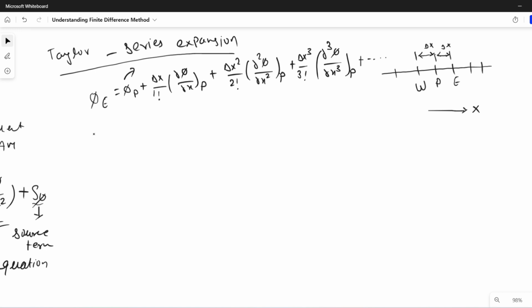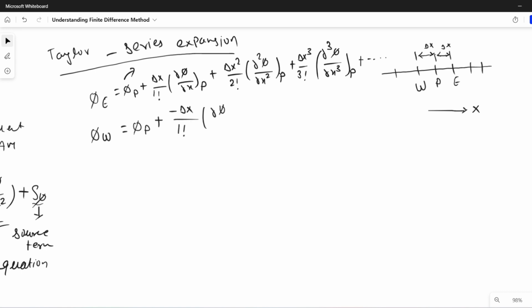Now in a similar way we want to know φ_W. So how can we get φ_W in terms of the values at point P? So this will be equal to φ_P plus, now my west point is located in the backward direction, so my Δx value will be negative. So this will be minus Δx divided by 1 factorial.